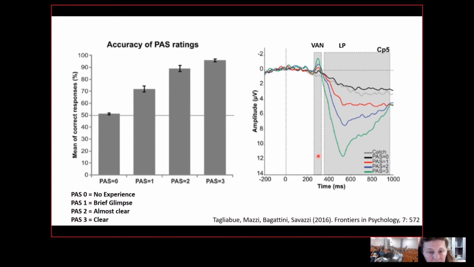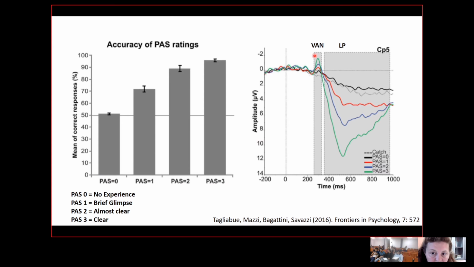So basically, what we did is exactly the same experiment, and asked the participant, instead of saying yes or no, to say no experience, brief glimpse, almost clear, and clear. Here you see, which is quite obvious, that increasing the quality of your perception, you also increase the correct responses. You are more accurate if you see the stimulus clearly, okay?